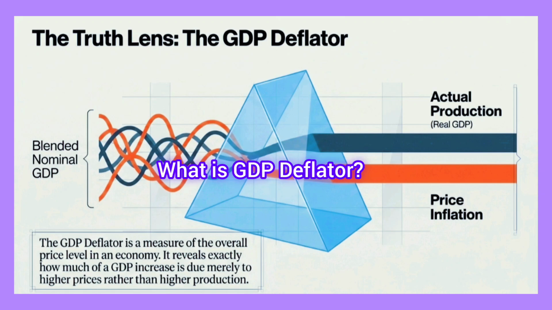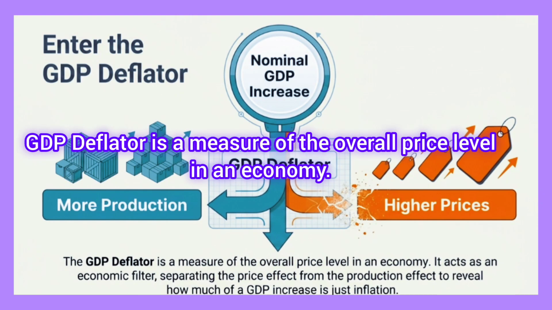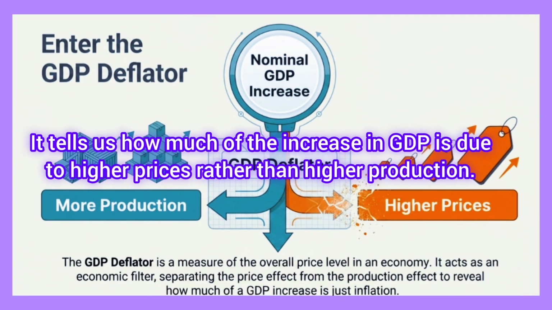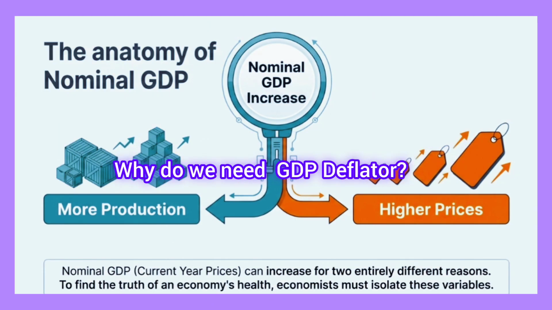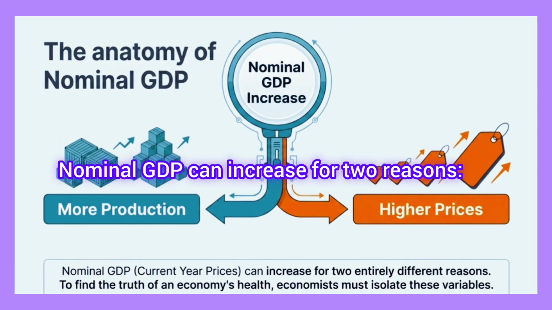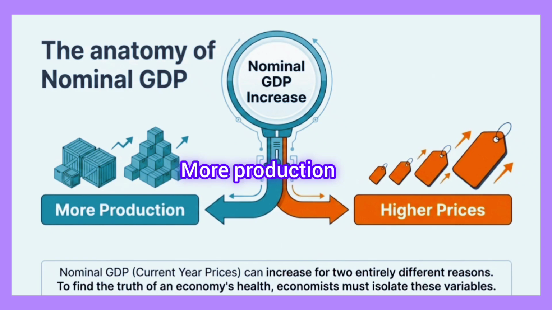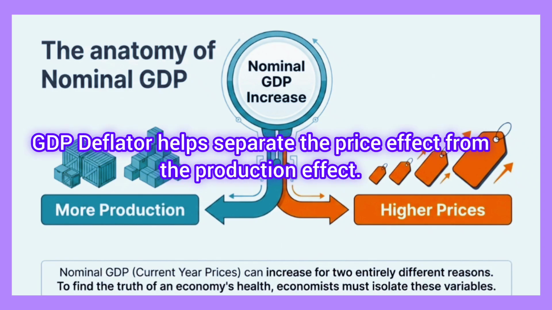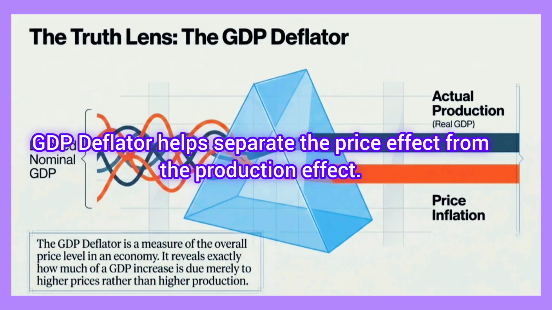What is GDP deflator? GDP deflator is a measure of the overall price level in an economy. It tells us how much of the increase in GDP is due to higher prices rather than higher production. Why do we need GDP deflator? Nominal GDP can increase for two reasons: more production, higher prices. GDP deflator helps separate the price effect from the production effect.